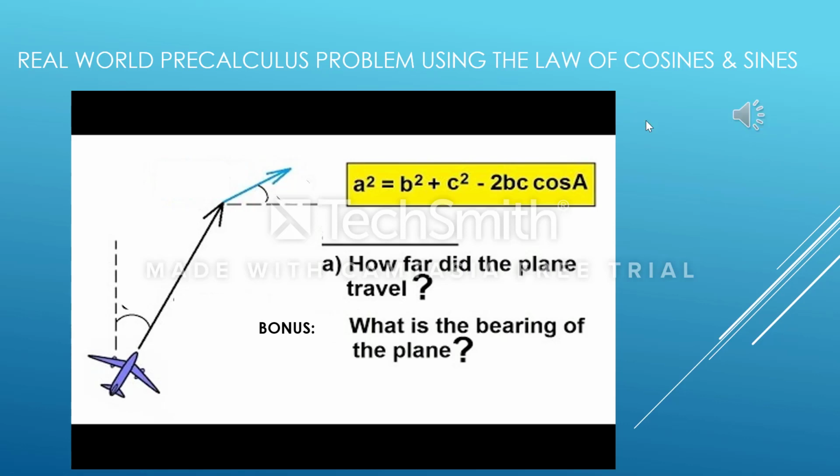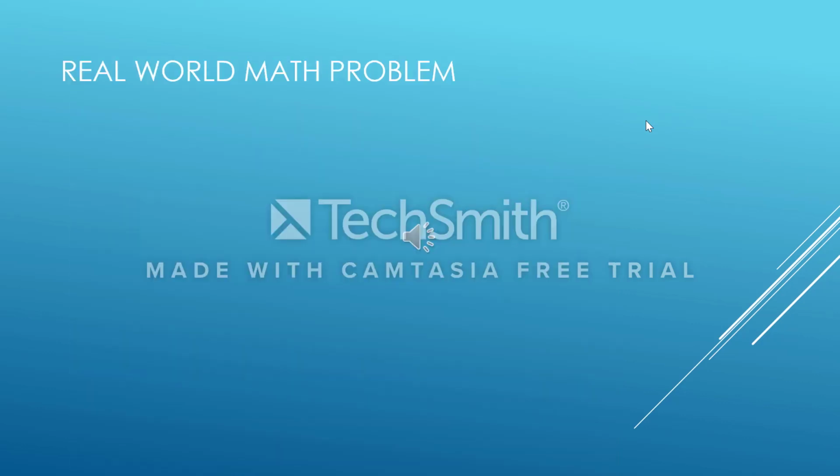Real-world pre-calculus problem using the law of cosines and sines. a squared equals b squared plus c squared minus 2bc cosine A. Question A: how far did the plane travel? Bonus question: what is the bearing of the plane?